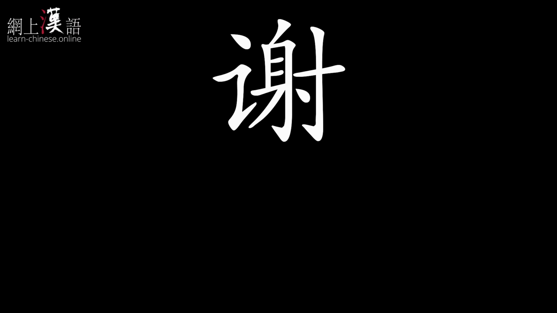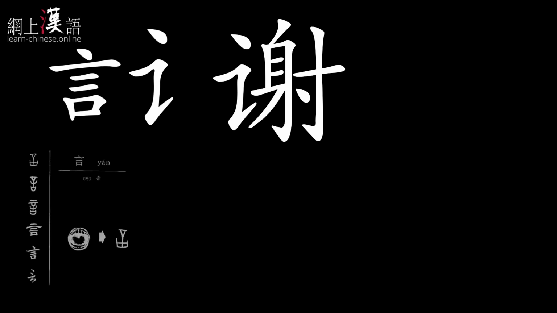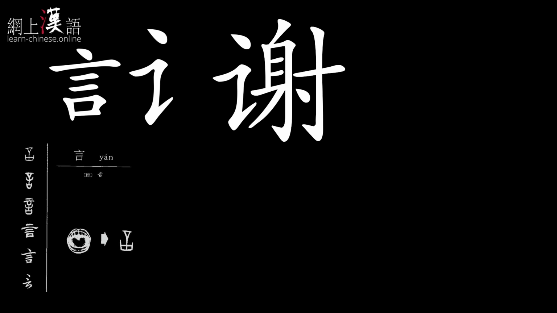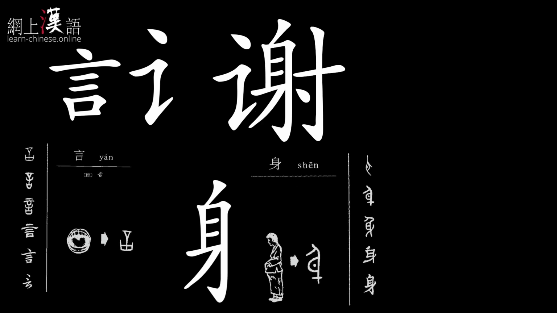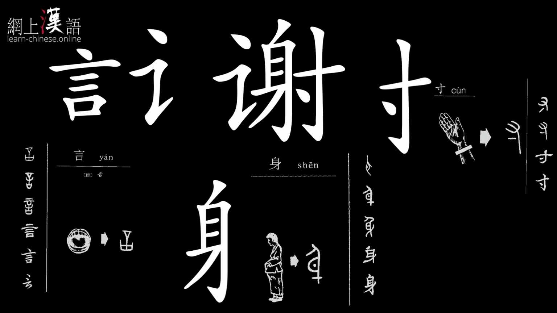The Chinese character for xie had 3 components. On the left is the simplified version of the speech. Here is the traditional Chinese character. It represented the tongue coming out the mouth. The middle component was a pregnant woman. It now means the body. And on the right is the component for the thumb.